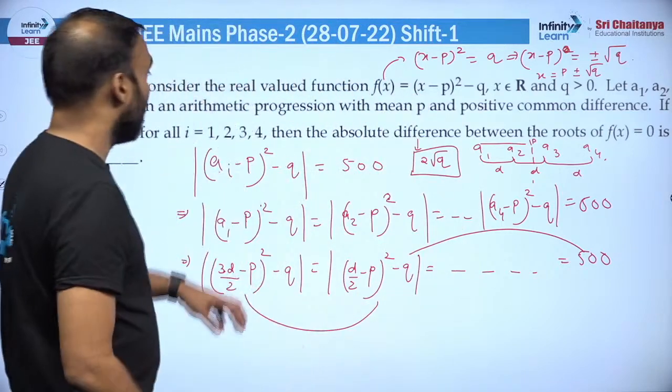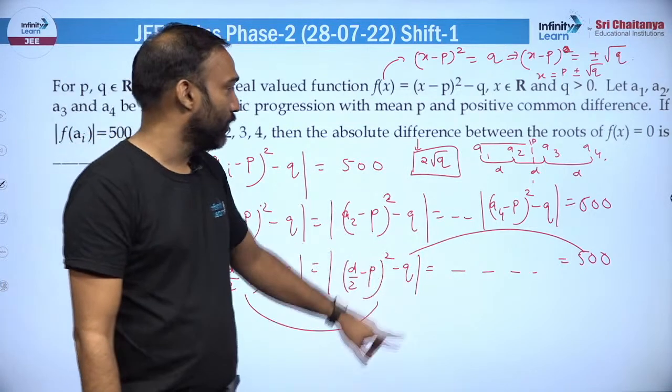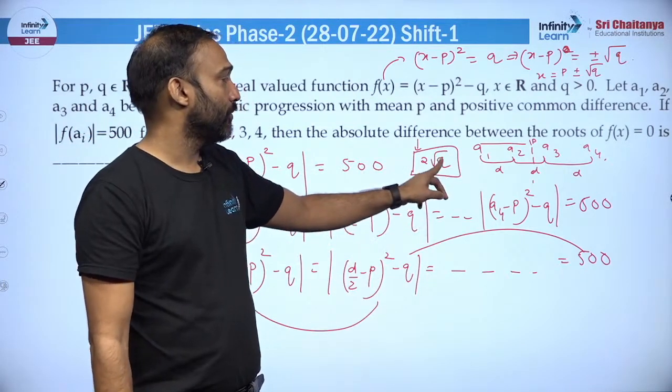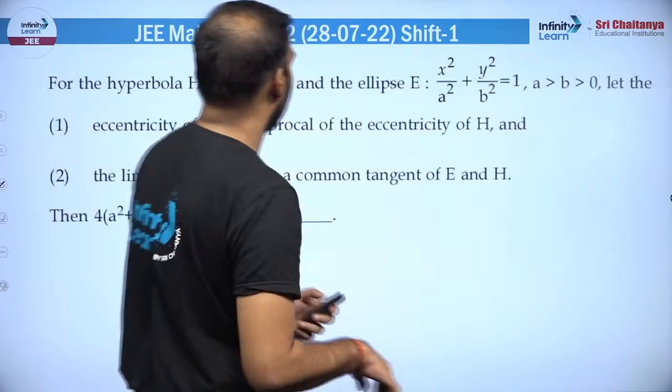Right? So all I have to find out is the value of 2 root q. I have these equations, I can solve them, I can get the value of q from here. I'll put the value of q here. 2 root q would be my final answer. So let's move on to the next one.